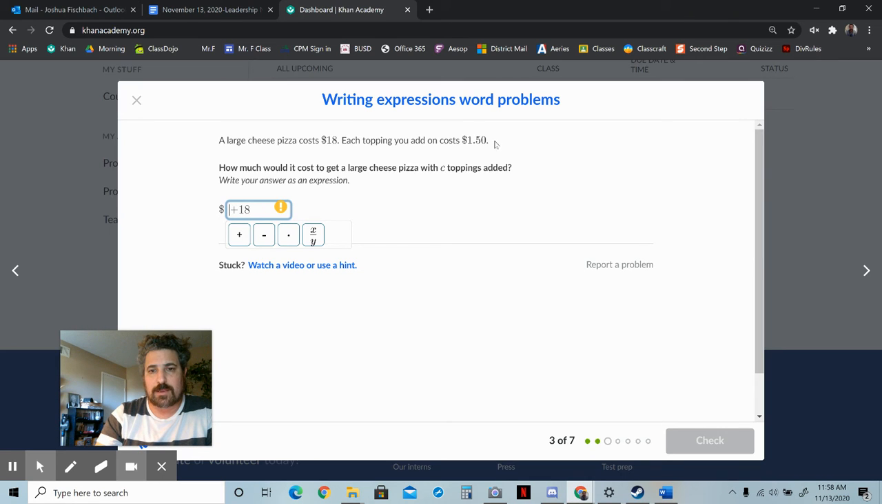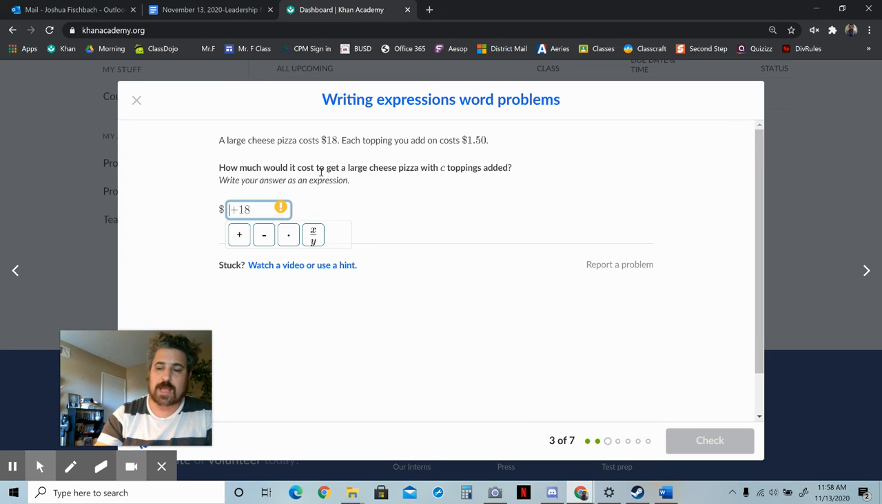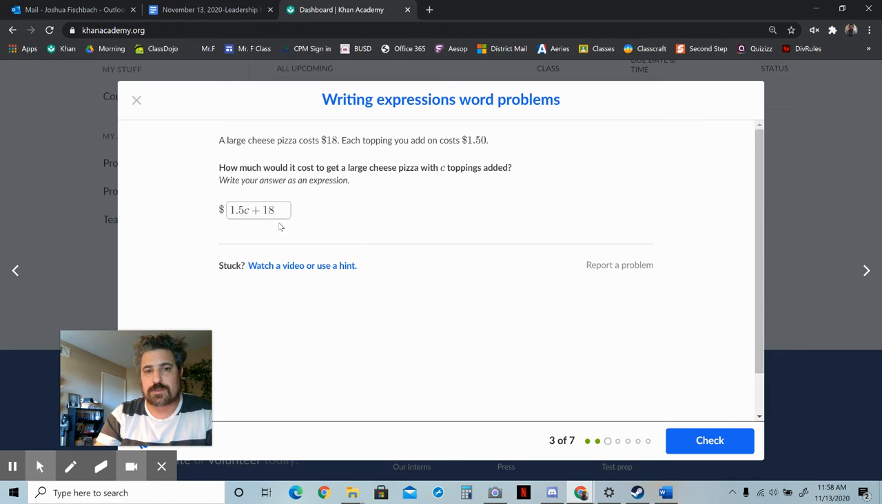For every topping, you have an additional $1.50. So if it's one topping, you charge an additional $1.50. Two toppings, additional $3, and so on and so forth. So this $1.50 charge is dependent on the number of toppings. So you're going to add to that 1.5 times the number of toppings, which is C. Okay? So this expression shows the total cost of the pizza. It's the $18 for the base large pizza plus $1.50 for every additional topping.